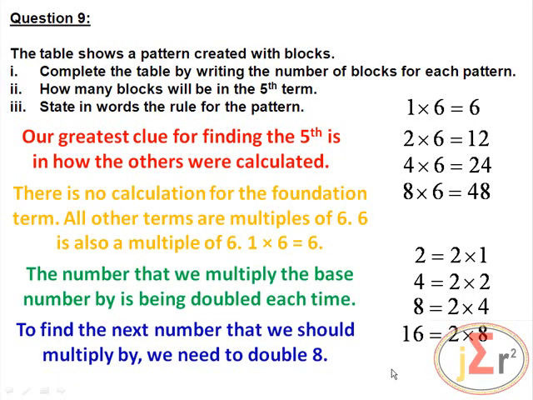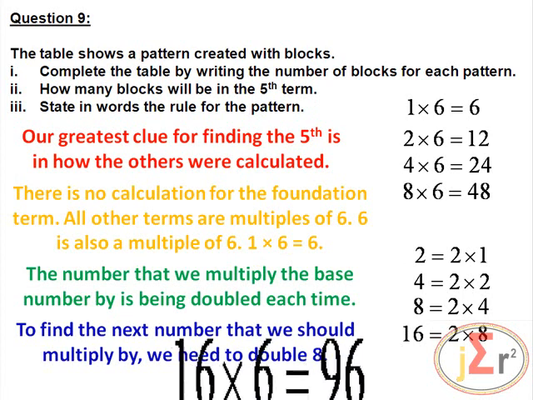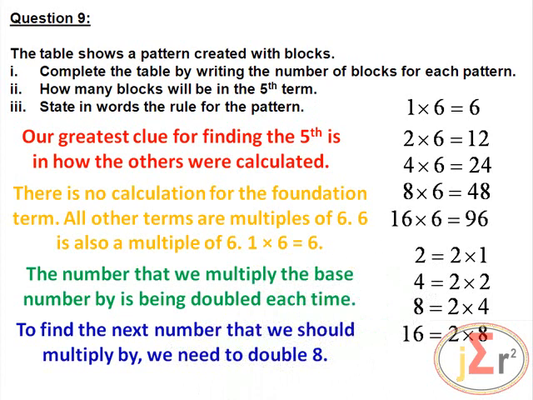And those are the numbers that we are multiplying by, but the size that we have here, which is 6, which represents the number of blocks in the basic pattern, does not change. It is consistently 6. So in the fifth pattern, we will have 96 blocks. The fifth pattern has 96 blocks.